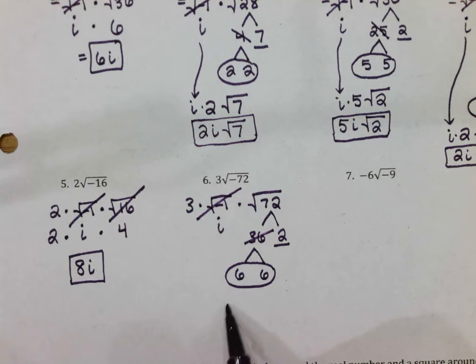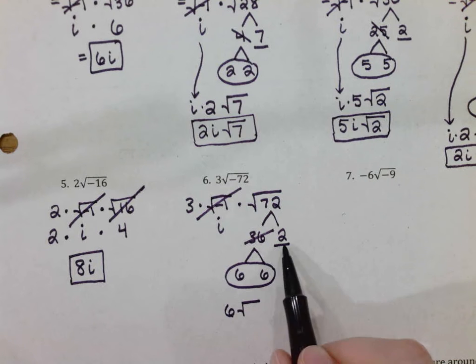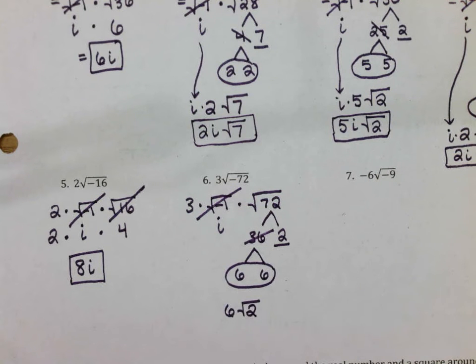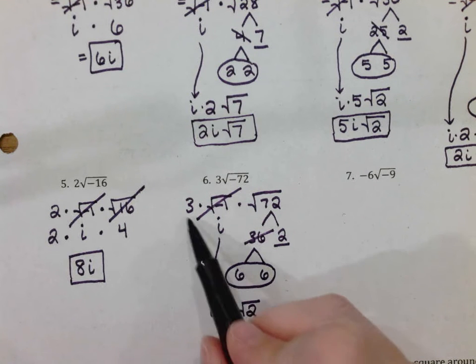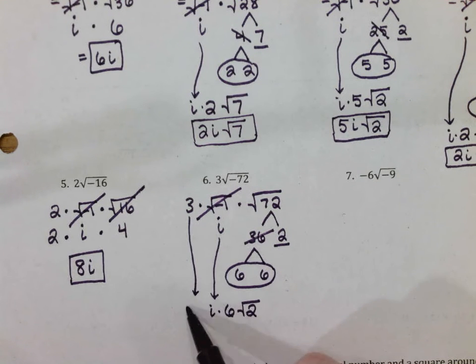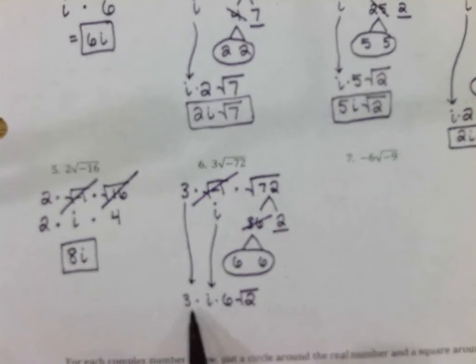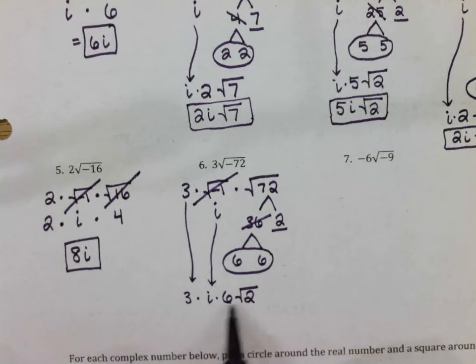So couples go out, singles stay in, and then I have to bring down my i. I also have to bring down this 3. Okay, and so we'll multiply the whole numbers, 3 times 6, attach our i, and then attach our square root of 2. So 18i square root of 2.